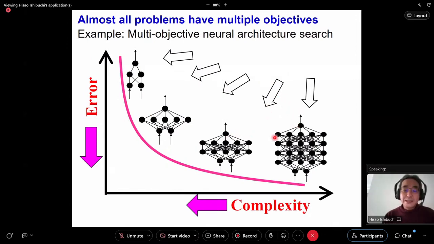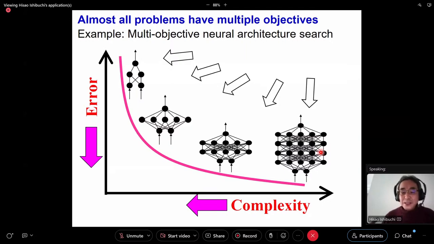Neural architecture search, the design of neural networks. The search for the best architecture of a neural network is a very hot topic recently. And we usually use error minimization. However, in some fields, complexity minimization is also very important. If we try to minimize the error of neural networks, then we have very complicated neural networks, like deep learning neural networks, with hundreds of layers, and millions of parameters, millions of connection weights.